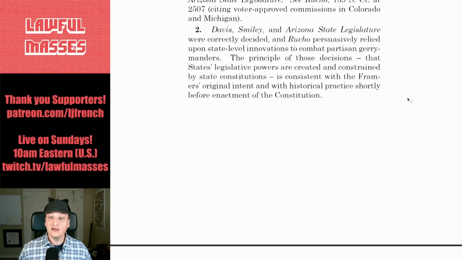Davis, Smiley, and Arizona State Legislature were correctly decided, and Rucho persuasively relied upon state-level innovations to combat partisan gerrymanders. The principle of those decisions, that states' legislative powers are created and constrained by state constitutions, is consistent with the framers' original intent and with historical practice shortly before enactment of the Constitution.